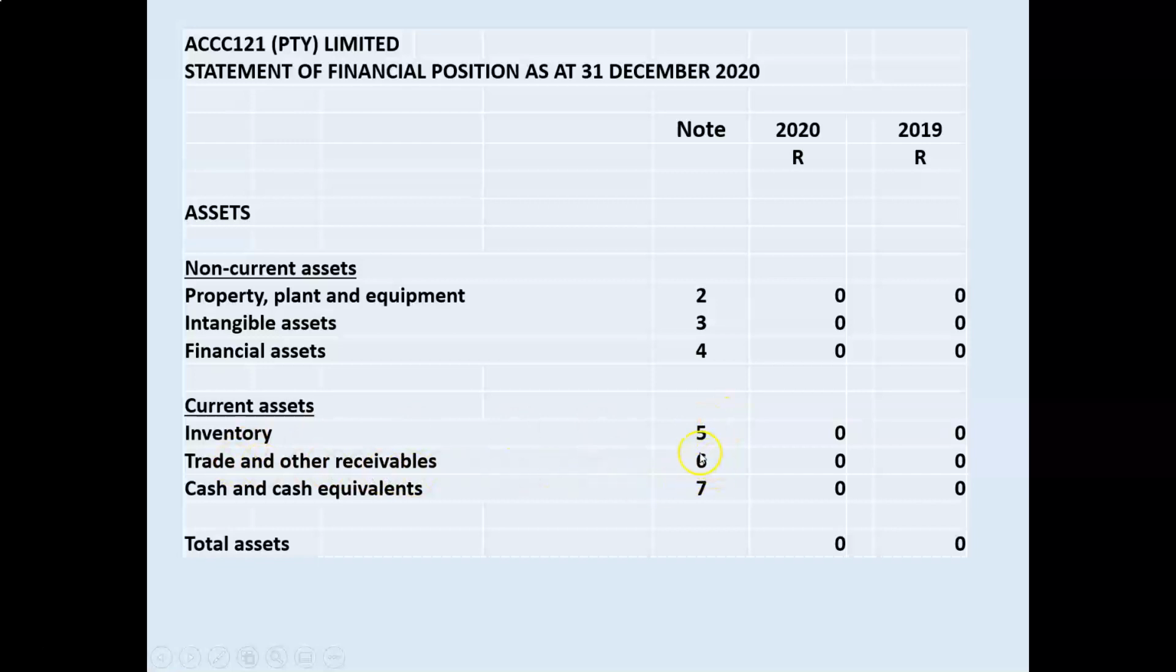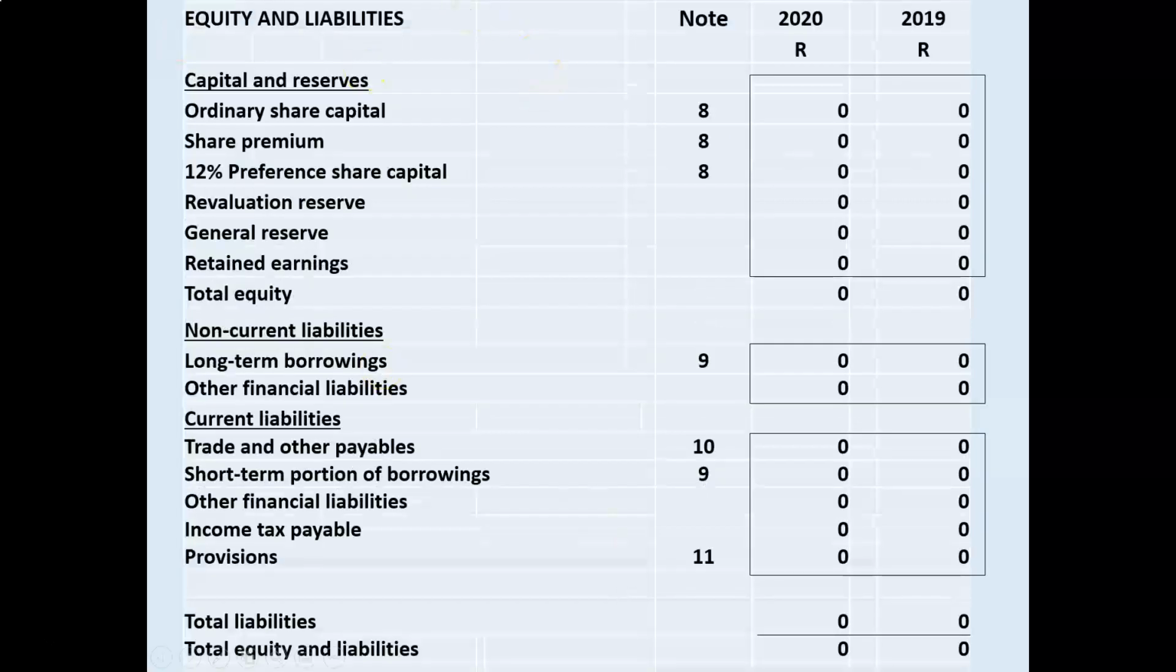Trade and other receivables, there's the note. We've done the note in the first semester, so you know exactly what the note looks like. And the same applies to cash and cash equivalents. Also a reference to the note. We've done that in the first semester, so you should know exactly what it looks like. You can, under no circumstances, forget the first semester's work, because you're going to be examined on all that work again this semester.